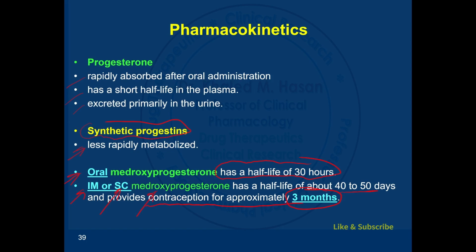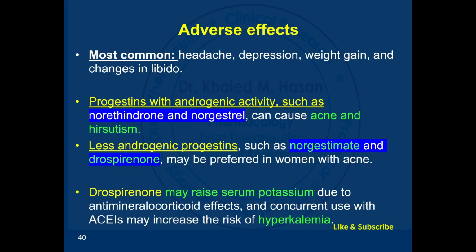So we prefer this medication, one injection every 3 months as a method of contraception, compared with one tablet every day for 3 months. So injectable medroxyprogesterone, intramuscular or subcutaneous, provides contraception for approximately 3 months. We need to remember that in practice.